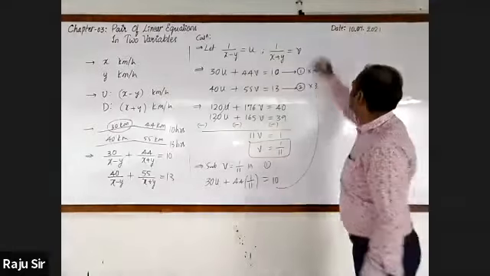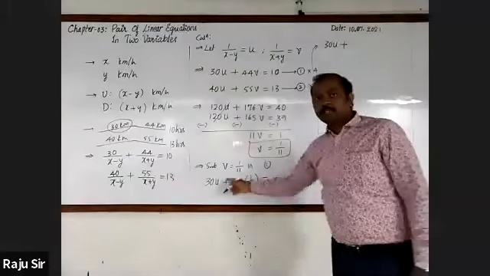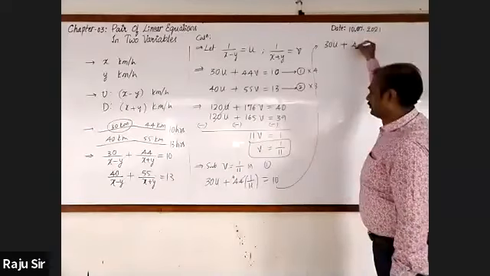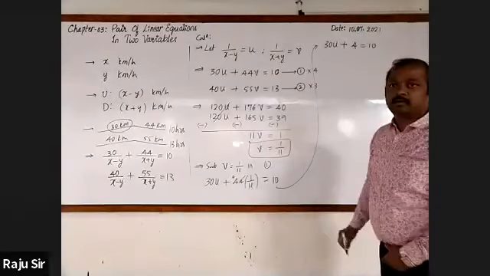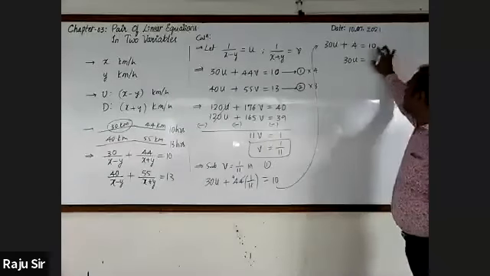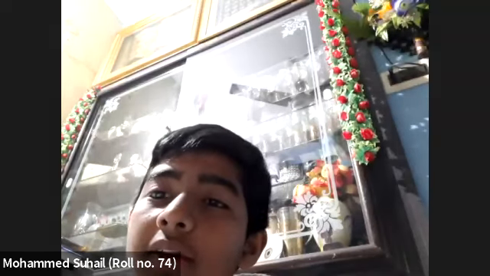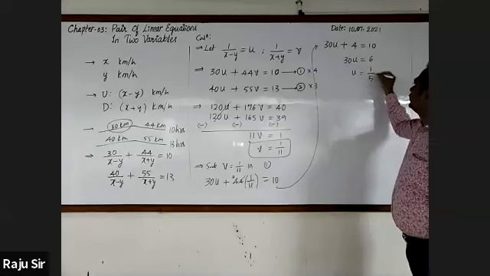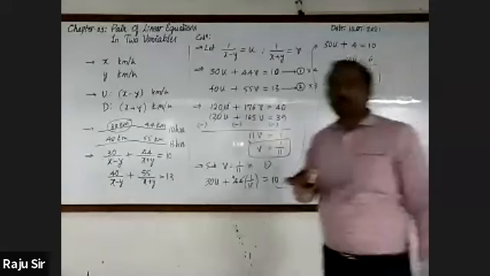So let me continue that here. 44 by 11 is 4, cancelling by 11. So 30U plus 4 is equal to 10. Transfer 4 to the right hand side, it becomes minus 4. 10 minus 4 is 6. Now U is equal to 6 by 30, which is nothing but 1 by 5. Have you got the same? Yes, sir.